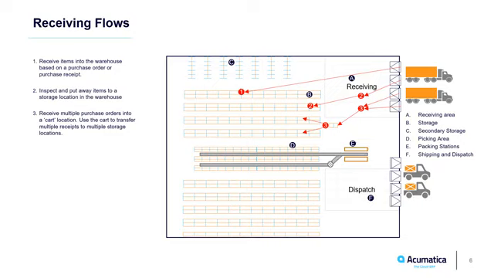The first will follow Process 1, where I receive the goods and immediately place them into storage. The second purchase order will show Process 2. I will do an inspection and then transfer items to storage. Workflow 3 involves processing multiple receipts using a cart. This process is not available in this video.